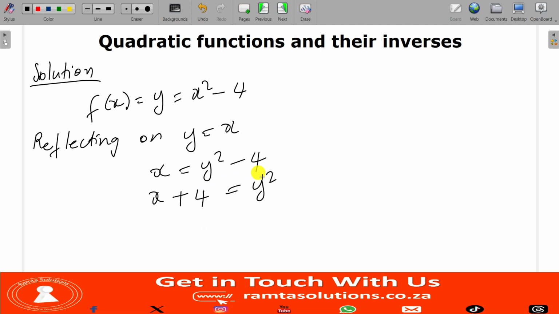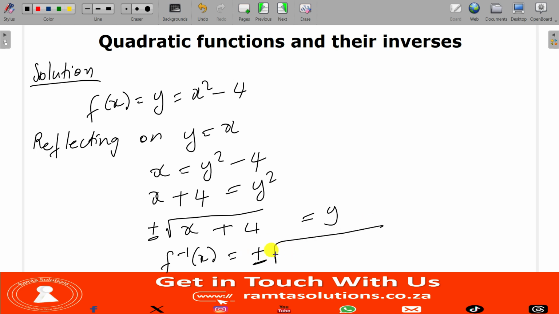Now you know when you kill the square, you multiply by the reciprocal of the power of your square, which will be half. So this will be plus minus, right? You multiplying by power half. So power half is similar to a square root. It'll be the square root of x plus 4 equals y. So as you can see, this is basically y equals plus minus the square root of x plus 4.